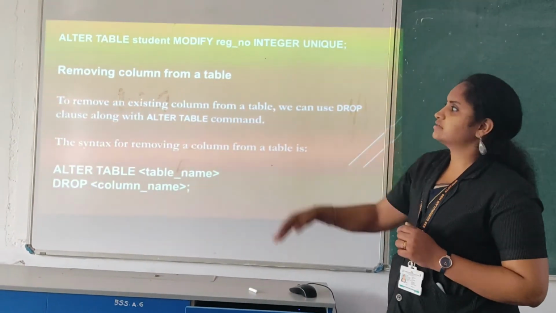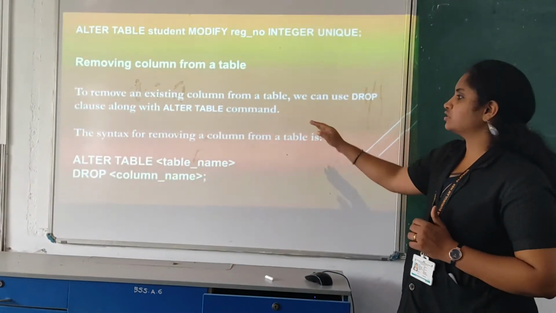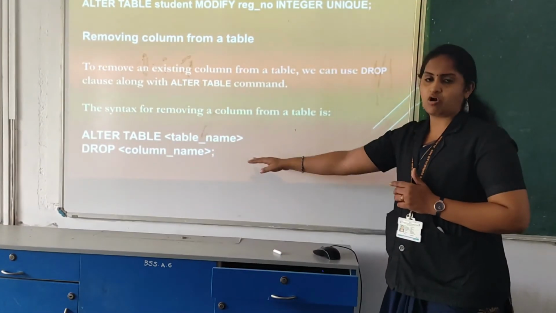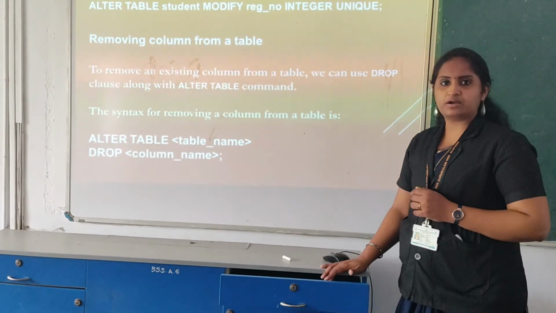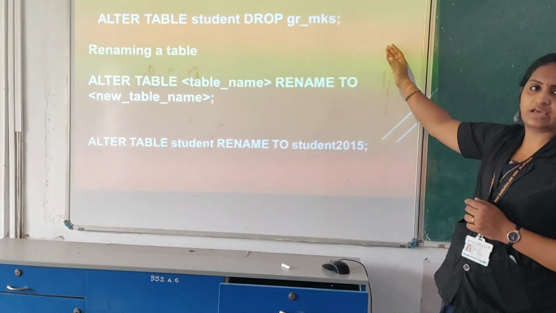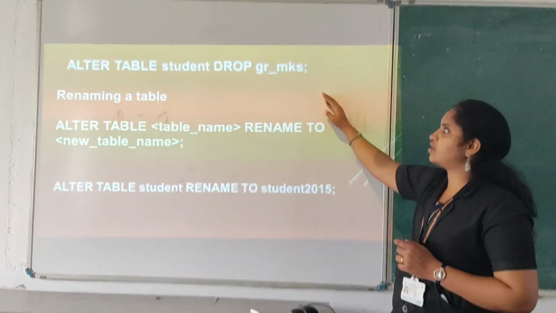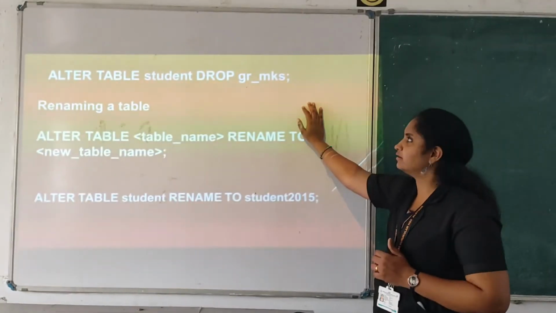Okay, and next, removing a column from a table. How can we remove it? Using alter table, you can use the keyword drop. And next, here you can see the example: alter table student drop, which one you have to drop? Grace mark. You can delete the content grace mark.